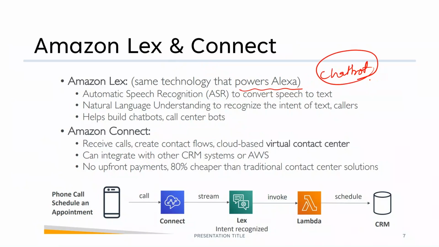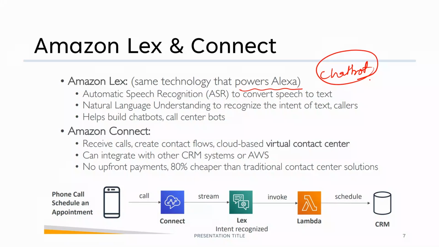Automatic speech recognition, ASR, converts speech to text, and natural language understanding recognizes the intent of the text callers, which helps build chatbots and call center bots. Now Connect is automatic call receiving and things like that. So you have a call center that is just automated. There are no persons in your call center. You will just use Amazon Connect to accept your customers' calls and redirect them to do certain operations.